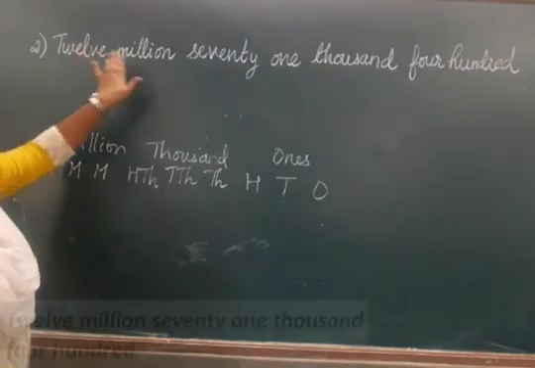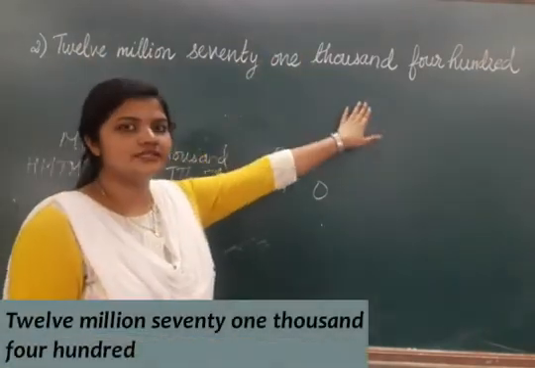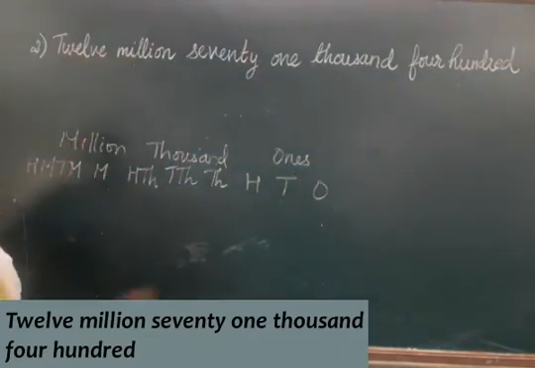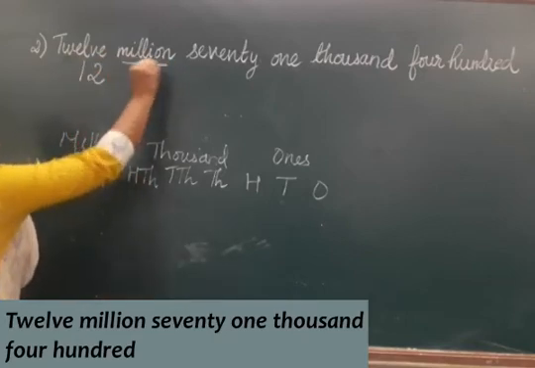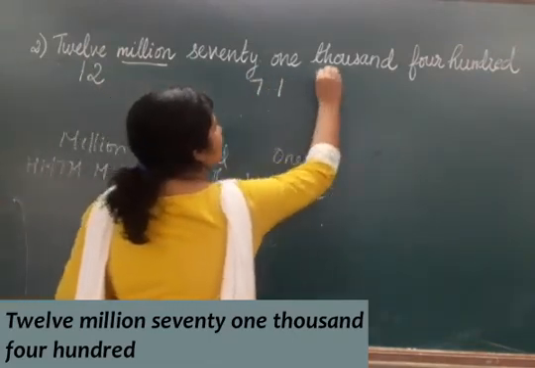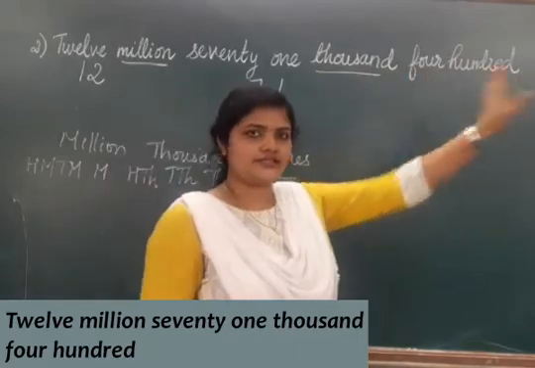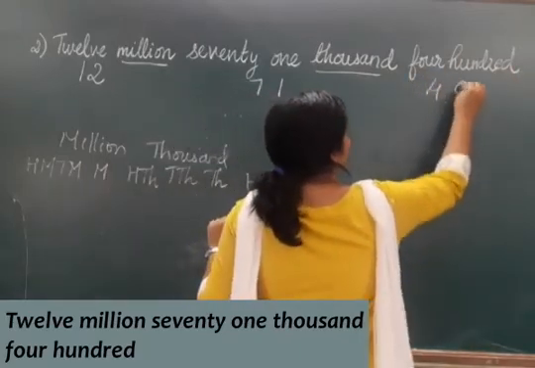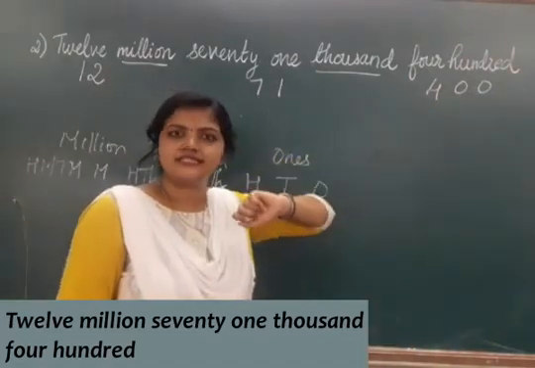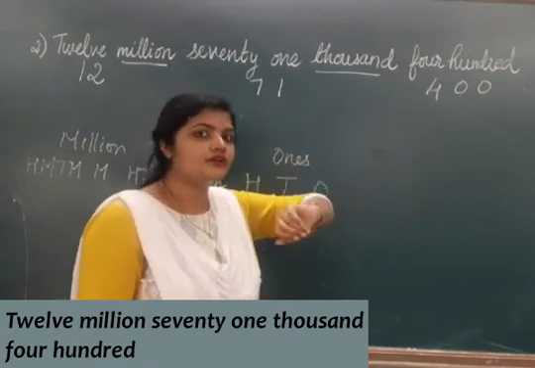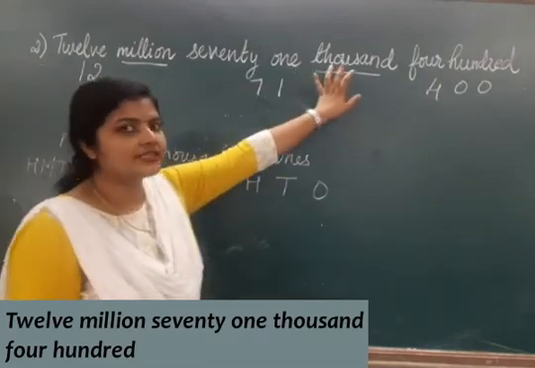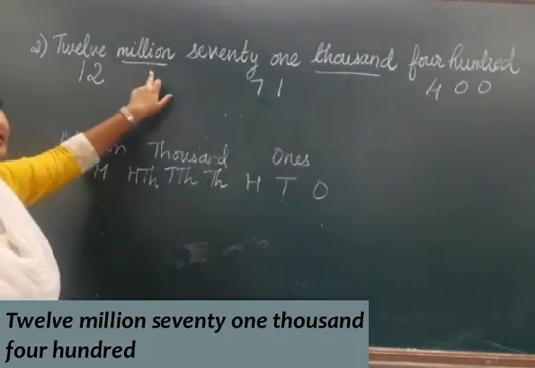Here we have 12,071,400. So let's start writing the numbers. We have 12 million. How will you write 12? 12 million. We have 71,000. That is 71,400. How will you write 400? 4 and 2 zeros. Okay. So this 400, as you can see, there is no thousands period mentioned there. So 400 belongs to the ones period. Next we have 71. 71 belongs to the thousands period and 12 belongs to the millions period.